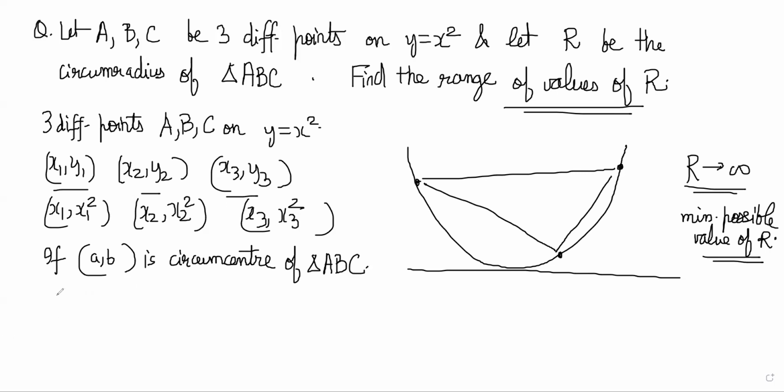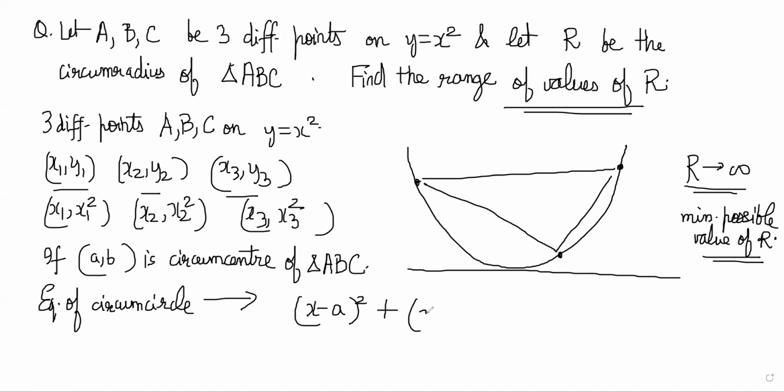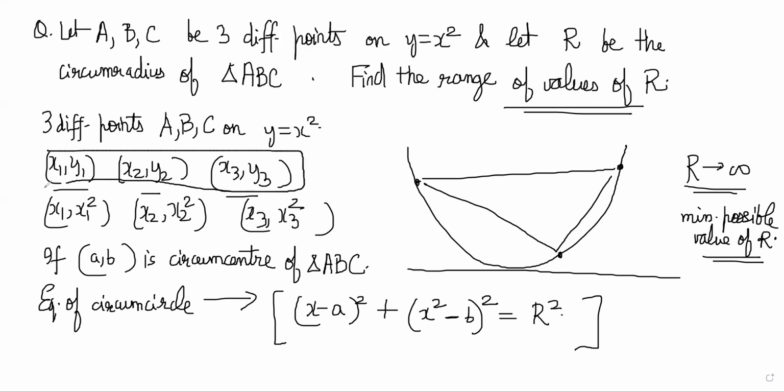then we can write the equation of the circumcircle. The circle equation would be x minus a whole square plus x square minus b whole square is equal to r square, right? Why is this equation coming? Because the equation of the circle would have been x minus a whole square plus y minus b whole square is equal to r square, but y is equal to x square, right? Because these 3 points are all satisfying the parabola.